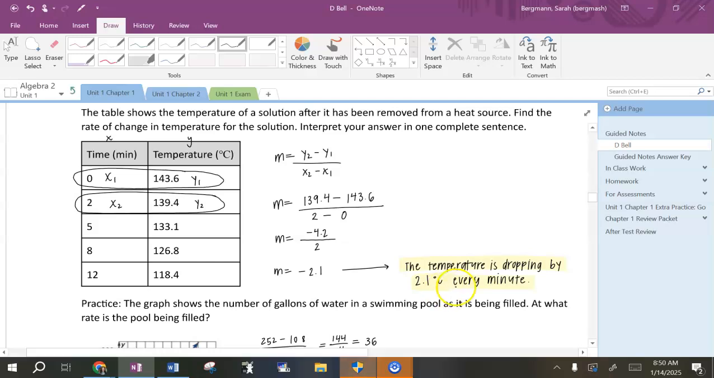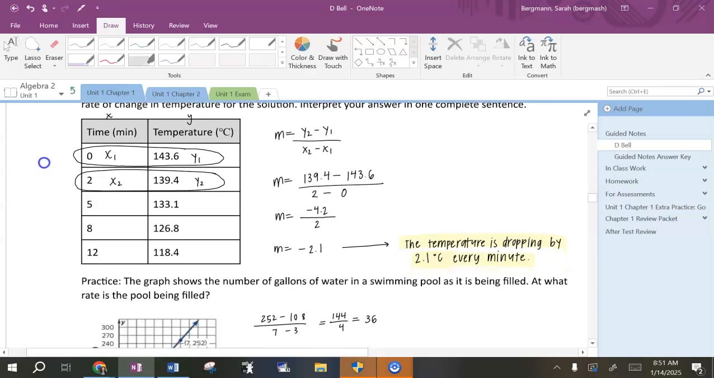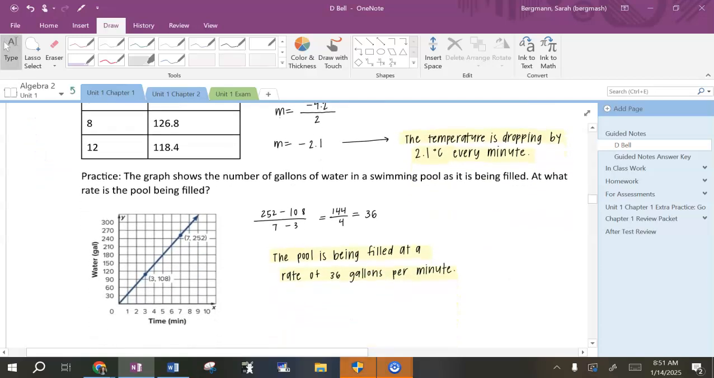Remember that you have to include units in your answer. Now go ahead and try the practice problem. Here's the correct answer for that.